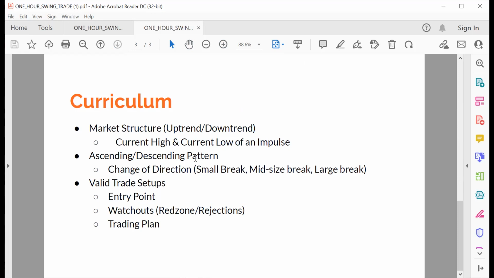I also went through this, and this is the curriculum we shall use. We shall be looking at the market structure, which is uptrends, downtrends, current high, current low of an impulse. We shall be looking at ascending and descending patterns, and change of direction, which is a small break, medium-sized break, large break. Then we shall look at valid entry and valid trade setups, which includes the entry point, the watch outs, red zone rejection, and then the trading plan.